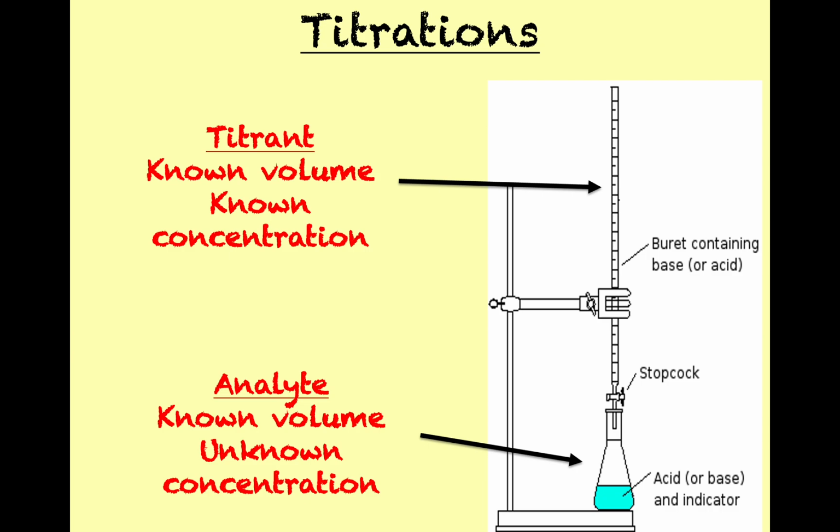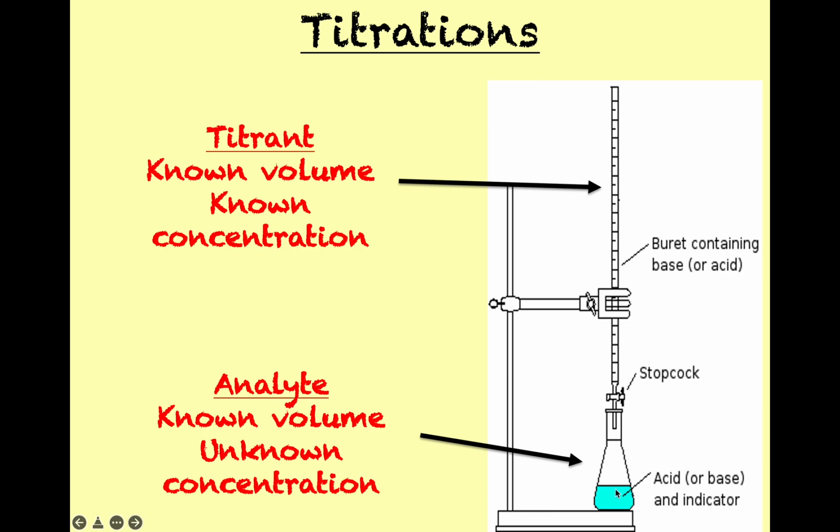So here are the basics of a titration. What we have is a titrant right here that has a known volume. It's in a burette, and we can measure the volume very accurately. We can know the concentration of this substance that's put in here, usually a base or an acid.